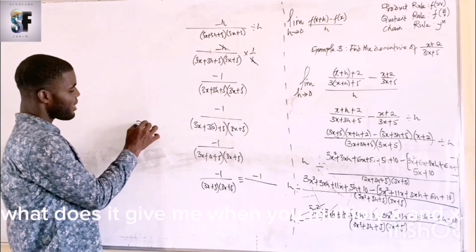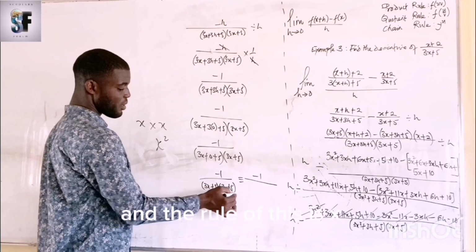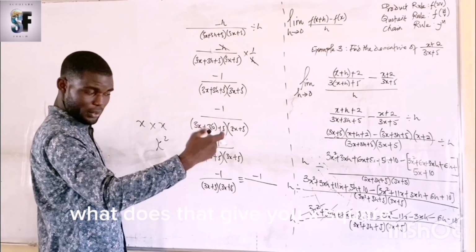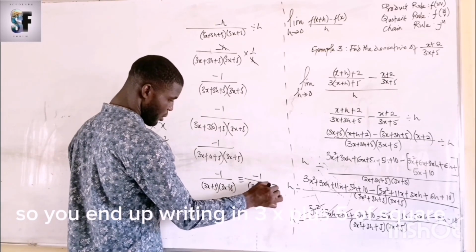When you multiply x and x, it gives you x squared, correct? So imagine that the whole of this is x and the whole of this is x. What does that give you? x squared. So we end up writing 3x plus 5 all squared.